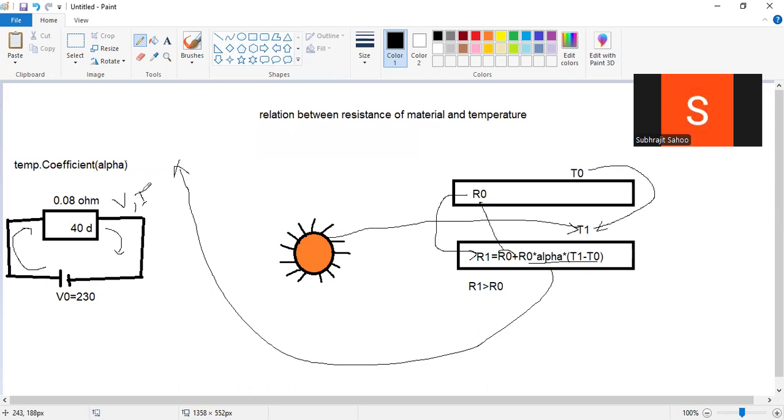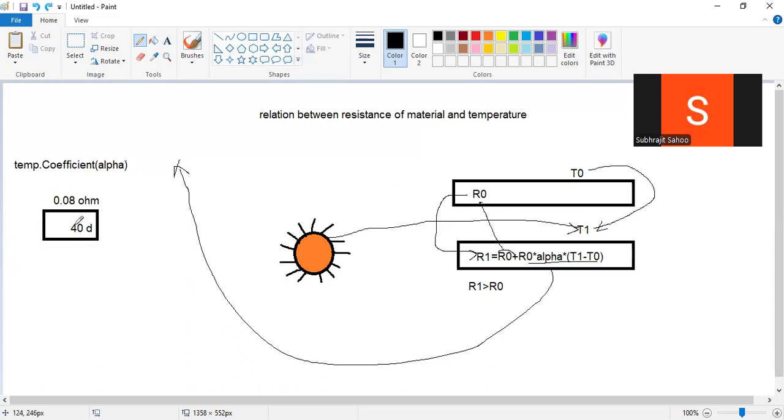Once I get the V and I values, I know the relation, Ohm's law: V equals IR. From this relation, I can calculate the R value. So in this way, I can calculate the R value. That is not so important here, but assume that a material is there.